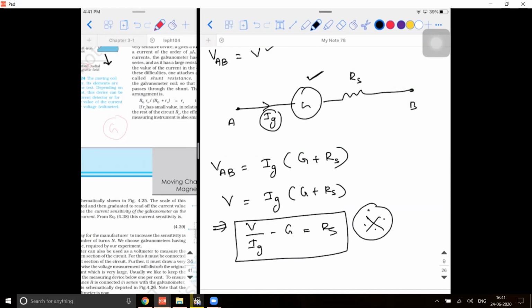So they will ask us, what should be the value of the series resistance you need to connect across a 100 ohm galvanometer such that it is converted to a voltmeter of 5 volt. And they'll give you the full scale deflection current also. It will be in terms of some milliampere. Are you people able to understand? Yes, sir. You can copy this.